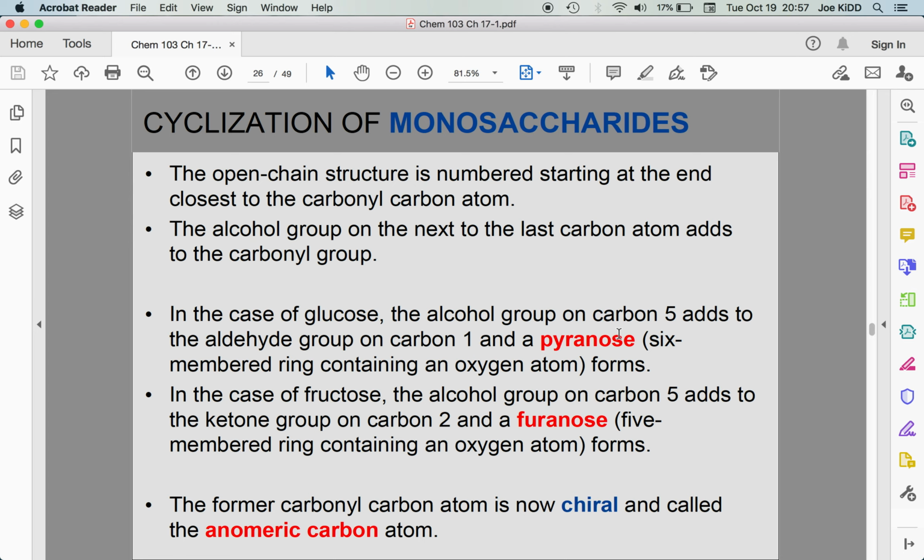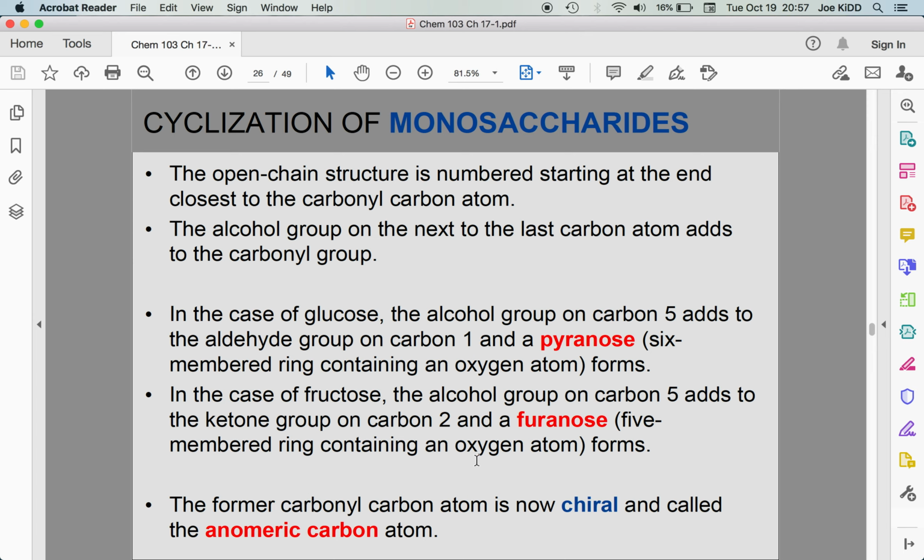In fructose, because it's a ketone, we're going to have the alcohol group on carbon 5 add to the ketone group on carbon 2, forming furanose rings. So those are the two most common ones that we see.